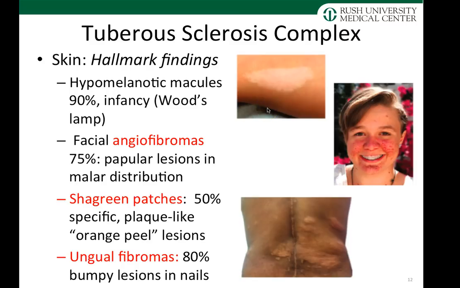Facial angiofibromas are common in approximately 75% of patients who have tuberous sclerosis. These are macular lesions in a malar distribution, and you can see that this patient here has a malar distribution of these macules, so it's very easy to recognize. Shagreen patches are common in about half of patients who have tuberous sclerosis, and they're kind of plaque-like orange peel lesions. This particular patient in the bottom picture has a shagreen patch, and you can definitely notice this abnormality on just simple visual inspection. Ungual fibromas are present in approximately 80% of patients, and these are essentially bumpy lesions on the nail bed.